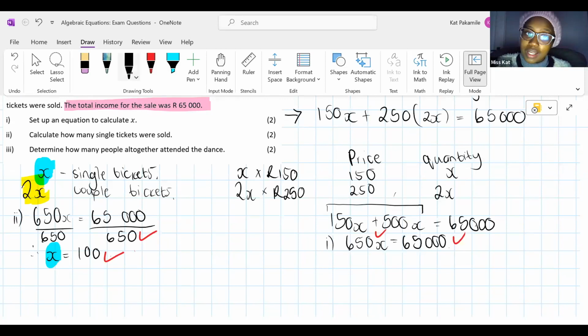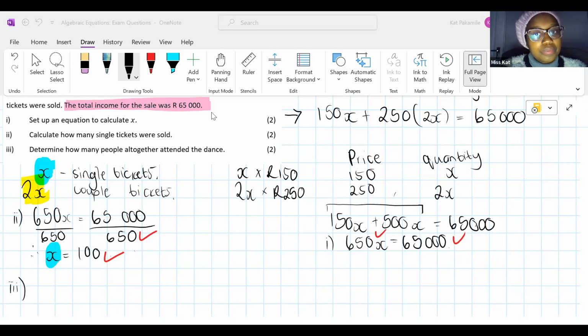Now, the last one is a bit of a trick question. How many people attended the dance altogether? You just look carefully. You sold 100 single tickets and 200 couple tickets. So how many people attended? Ooh, Nell fell for my trick. Can anyone see what the trick is? Ooh, Lugu is onto something. Lugu, how did you get 500? Tell us how you got 500. And Kamkhelo. Novuya? Yes, Novuya.